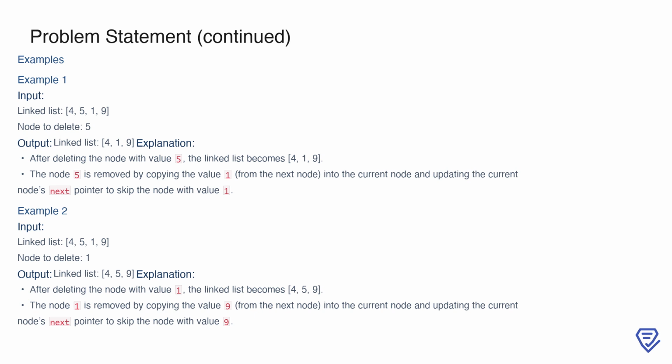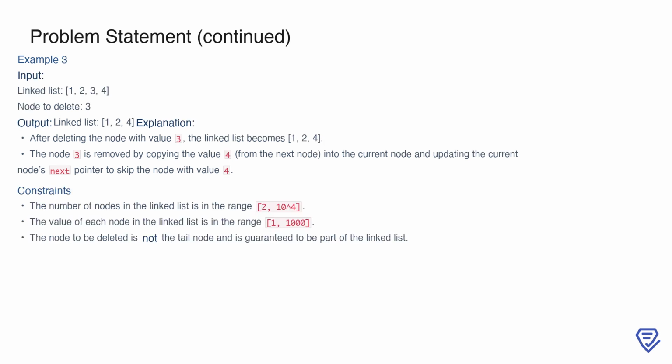Similarly, in the second example, the input list is 4, 5, 1, 9, and the node to be deleted is 1. By copying the value 9 from the next node and updating the pointers, the list is modified to 4, 5, 9. This approach avoids directly deleting the current node and instead removes the node indirectly by overwriting it.